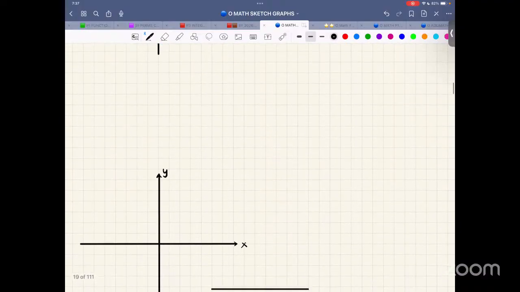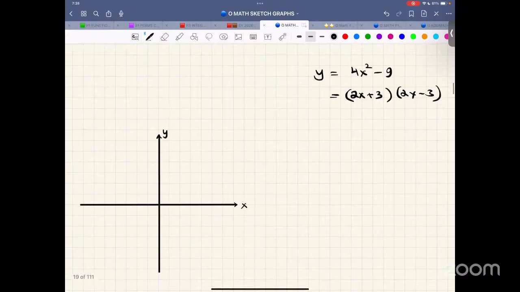Something like y equals 4x squared minus 9. That is 2x plus 3, 2x minus 3. And what else is over here? Again, focus on this. The coefficient of x squared is positive.